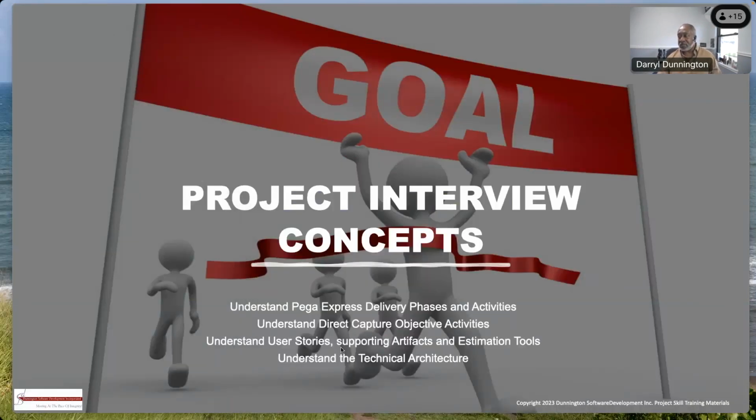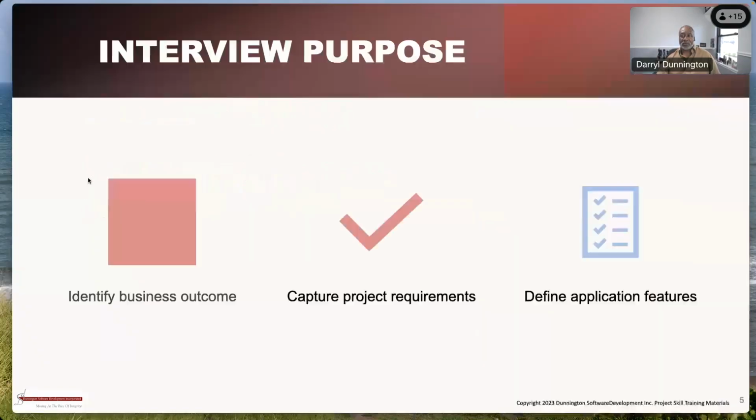And then we'll look at what is a well-formed user story? What are the supporting artifacts for user stories? How do I go through Pega, how do I create a user story, and where is that kept and housed? How do I estimate? I have some estimation tools that I can use. And then how do I really understand the technical architecture? I won't dive too deep, but I'll dive deep enough to pique your curiosity and you start asking questions.